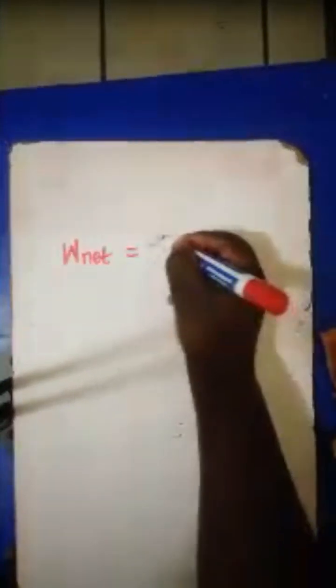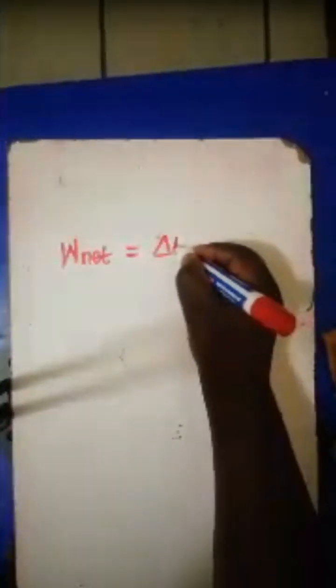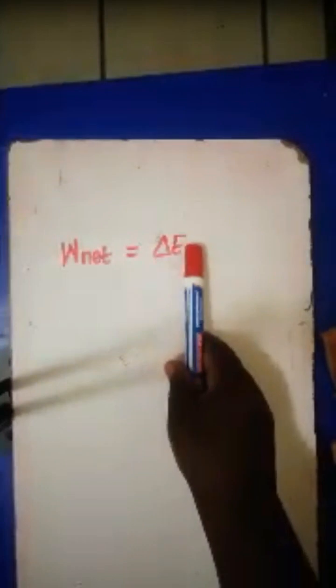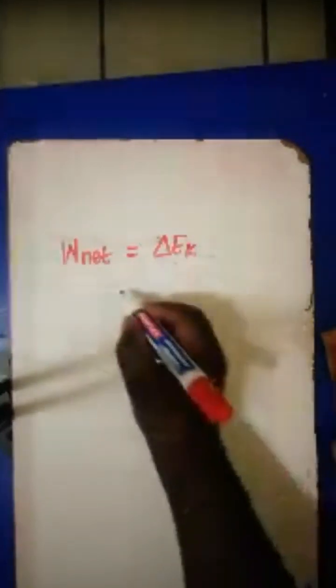W net is equal to change in EK. Guys, do you know how this formula is used? It means you can either use the left-hand side or the right-hand side. This formula says you can use any of the two sides, colleagues. But let's use the right-hand side because I know velocities, colleagues.